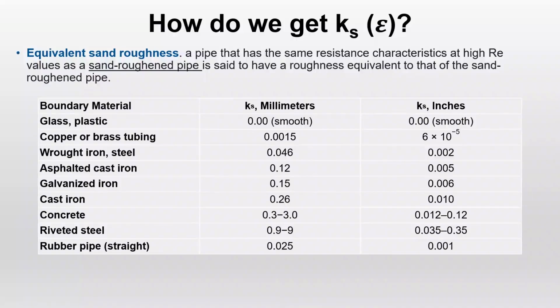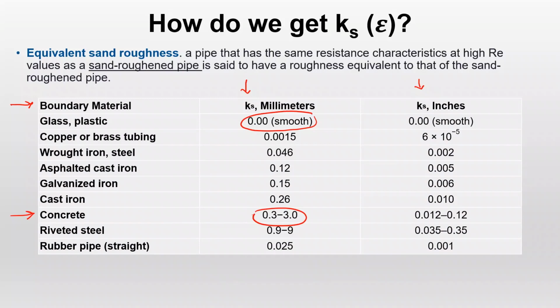One question that you might have right now is, how do we find the value of K sub S, or the equivalent sand roughness? The answer to that is easy. There are different tables in the literature. For example, this table is from your textbook that lists different boundary materials or pipe materials and K sub S in millimeters or inches. For example, if you have a glass or plastic pipe, then your pipe is smooth. K sub S is going to be very, very small. However, if you have a concrete pipe, then your K sub S is going to be pretty significantly large. And it makes sense, right? Because concrete pipe is way rougher than a glass or plastic pipe.